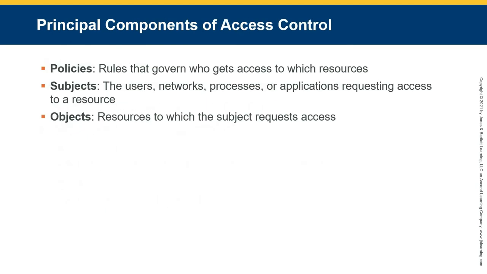So we start with policies. These are the rules that govern who gets access to which resource. As I mentioned, not everyone has access to everything, so we're very limited on who we can give access to. Subjects: the users, network, processes, applications, requesting access to resources. This is anything that we need. Who can get into our network, who can print, who can get data, what processes, what applications are stored on our network, that we can limit who's in there. And the last one is objects: resources to which subjects request access. So our databases and all that.